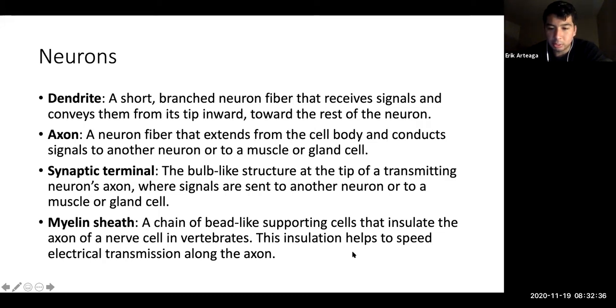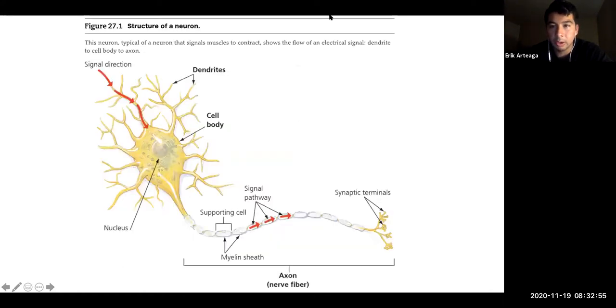So a chain of bead-like supporting cells that insulate the axon of a nerve cell in vertebrates. The insulation helps to speed electrical transmission along the axon. Okay, this is where you have MS or multiple sclerosis. This is the destruction of that by your immune system, and we'll talk about that right now.